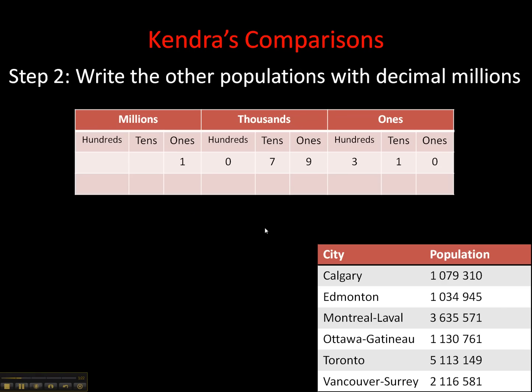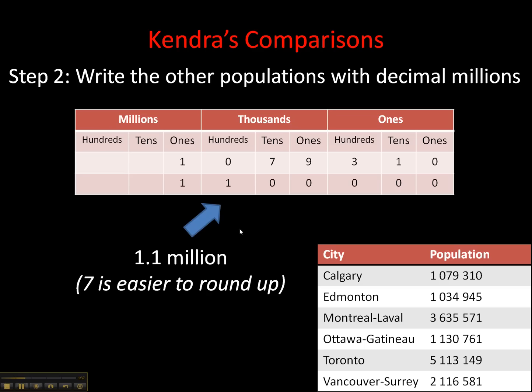Step 2, write the other populations with decimal millions. All right, so we are going to take Calgary. We have 1,079,310 people in Calgary, or we did at least at this time. And we're going to round it off to the 100,000. So that gives us 1.1. Why did we round up here? Because in the 10,000s, there was a 7. And since it's over 5, we are going to round up automatically. So that becomes 1.1 million.